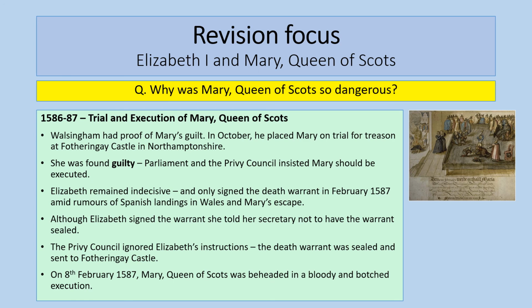And it's said that when Elizabeth found out, she was absolutely livid, that she hadn't meant for it to happen. But in many ways, this is a convenient ruse for Elizabeth because she's able to give the impression that she didn't want the execution to happen, whilst, of course, the execution did happen.